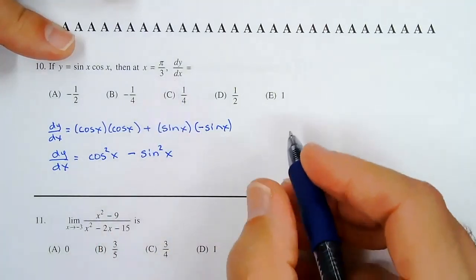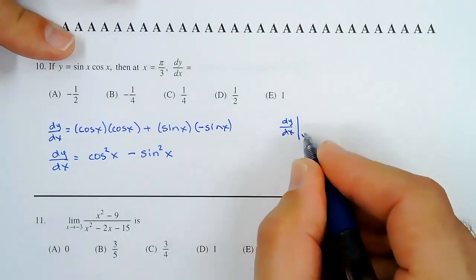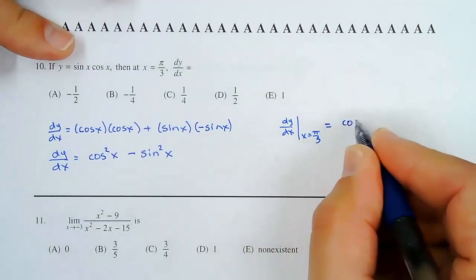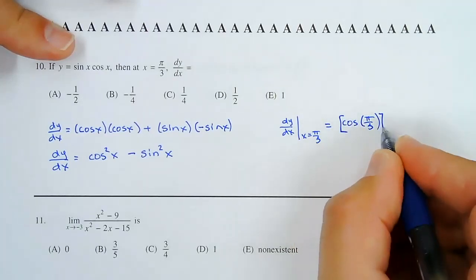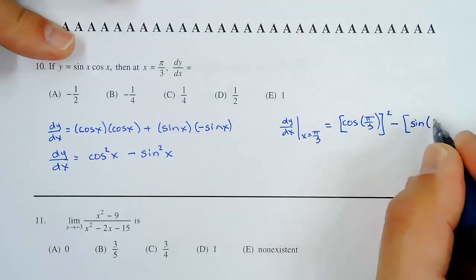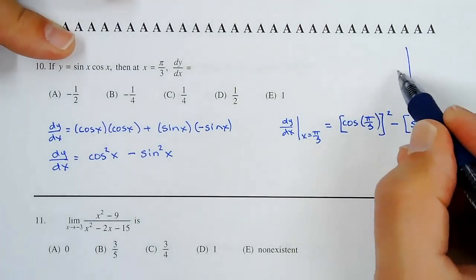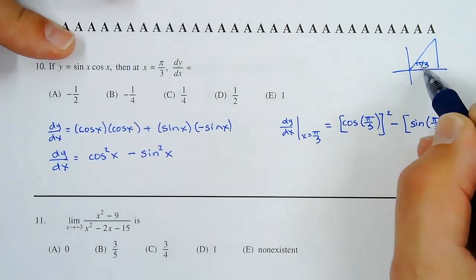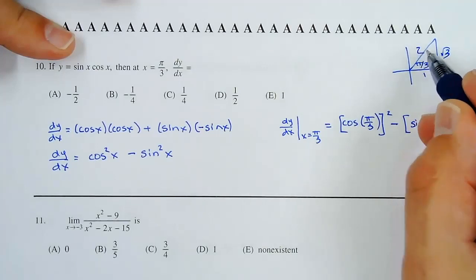So putting pi over 3 in here, dy over dx at x equals pi over 3 would give us cosine of pi over 3, and then what we need to do is square that, right? And then minus sine of pi over 3 squared. And so we're going to draw our triangle for pi over 3. So pi over 3 is in the first quadrant. My rotation is pi over 3. The opposite leg right here would be the square root of 3. This would be 1, and this would be 2.